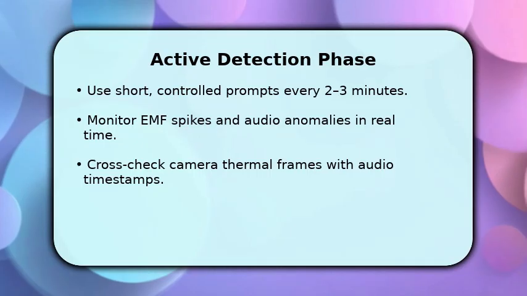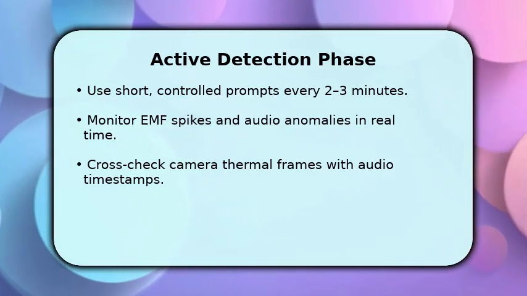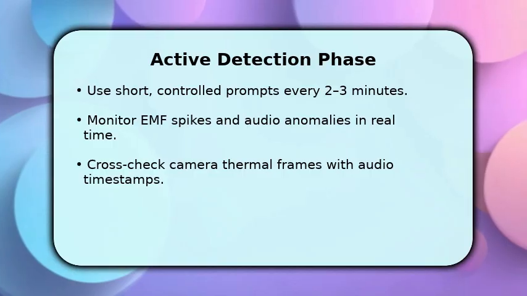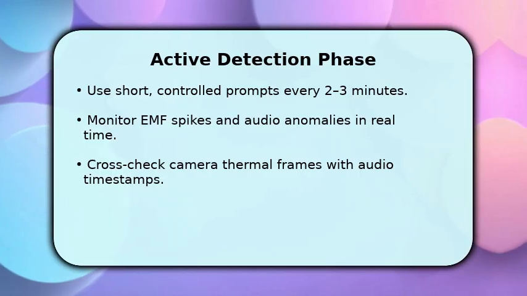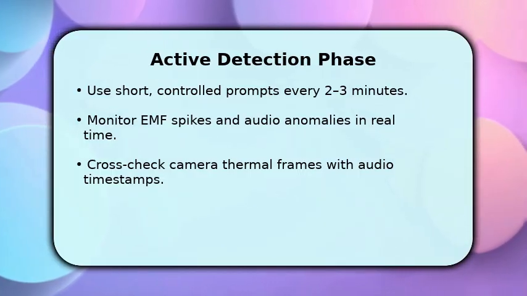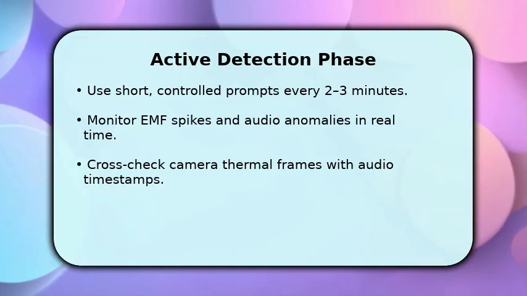Now you move into active detection. Perform short, neutral prompts every 2 to 3 minutes, keeping them consistent so you can match responses to actions. Watch live EMF readings for sudden spikes and listen for EVP-style anomalies on the recorder.